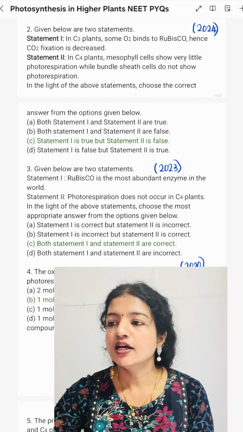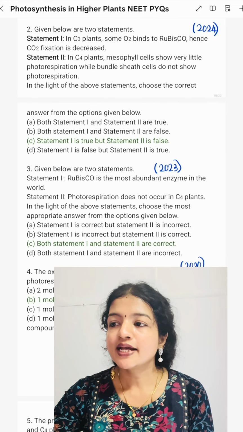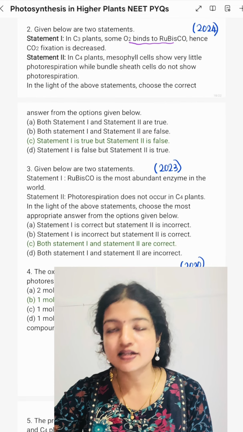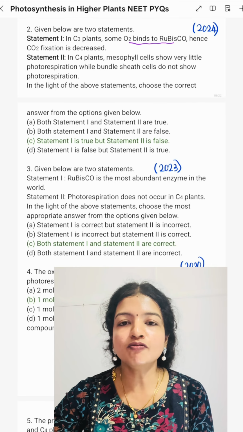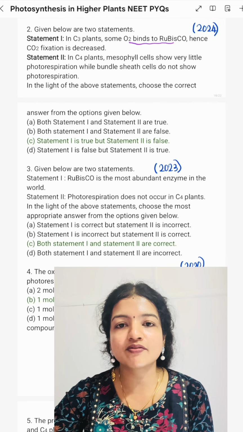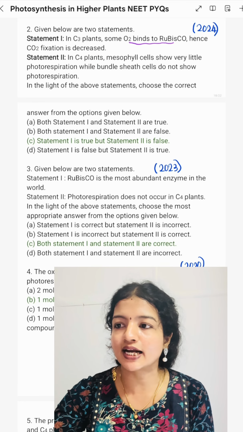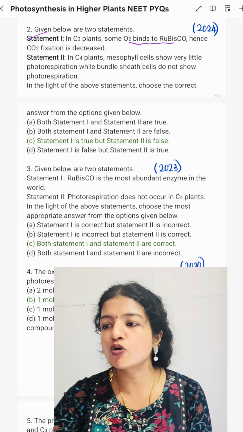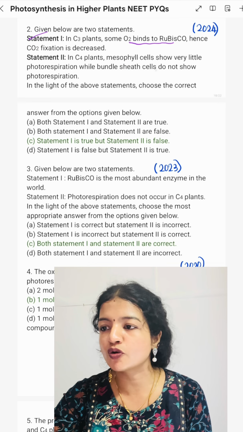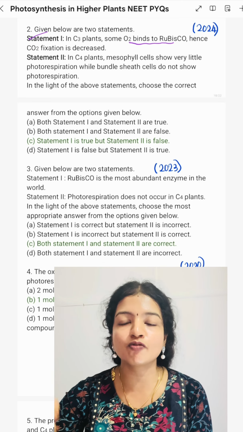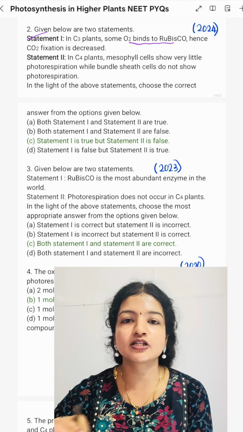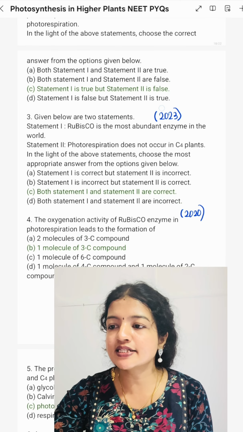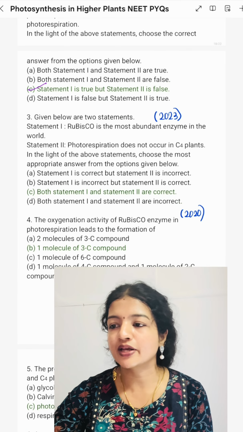Then second question, given below are two statements. Statement 1, in C3 plants, some oxygen binds to Rubisco, hence carbon dioxide fixation is decreased. This statement is correct. In C3 plants photorespiration occurs, so carbon dioxide fixation decreases. Statement 1 correct. Whereas statement 2, in C4 plants, mesophyll cells show very little photorespiration while bundle sheath cells do not show photorespiration. This statement is wrong. C4 plants lack photorespiration. Photorespiration does not occur in C4 plants. So statement 2 is wrong. So option C, statement 1 is true, but statement 2 is false is the correct answer.